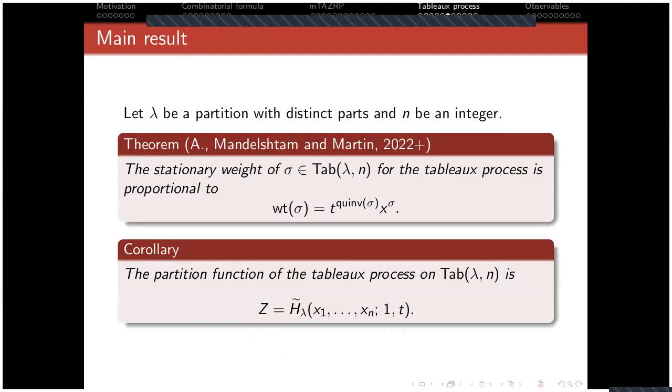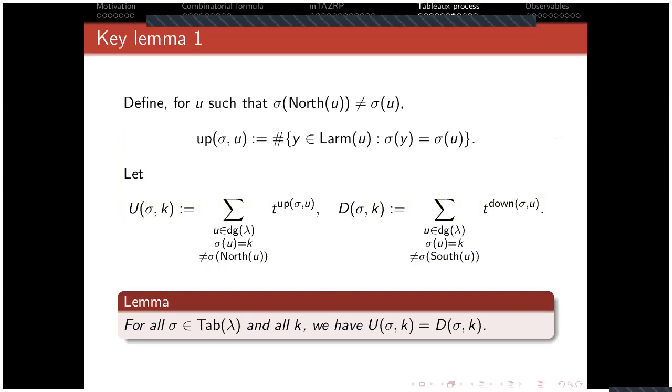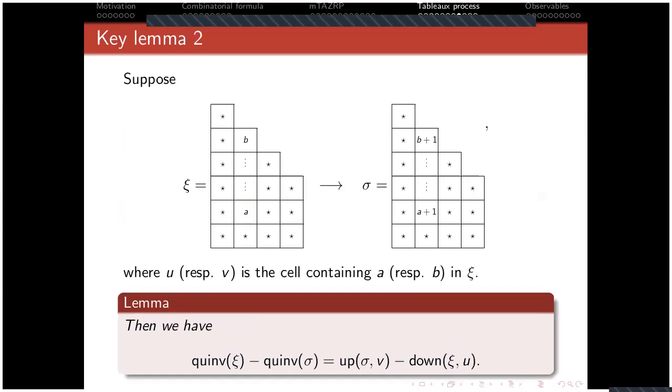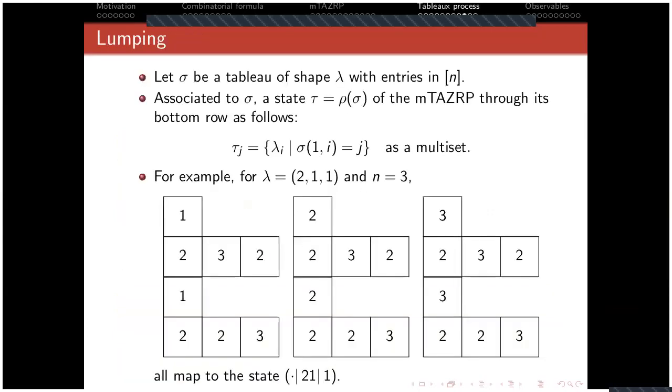Okay, so as a corollary, the partition function of this process is precisely the modified Macdonald polynomial at q equal to 1, because we don't have a q statistic. And now to complete the proof, I have to show you how the lumping happens. Maybe in the interest of time, I will skip the two main combinatorial lemmas. Let me show you how the lumping happens.